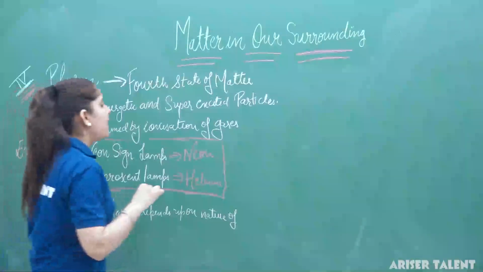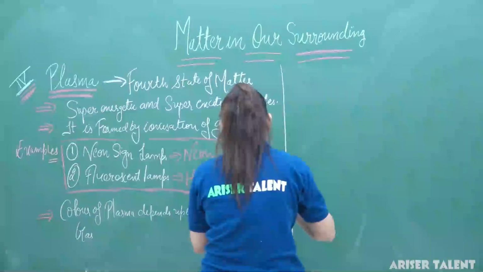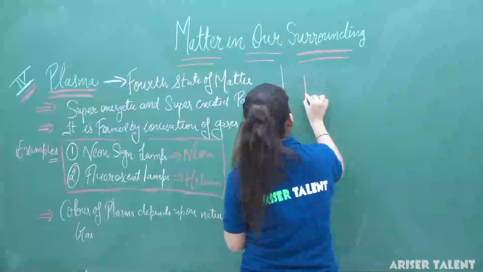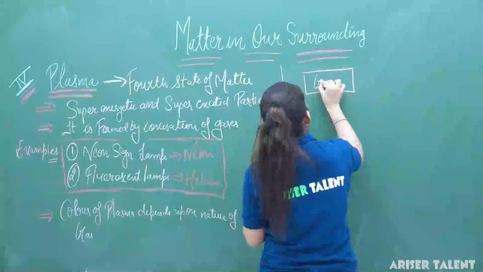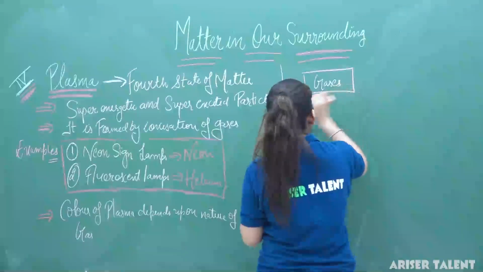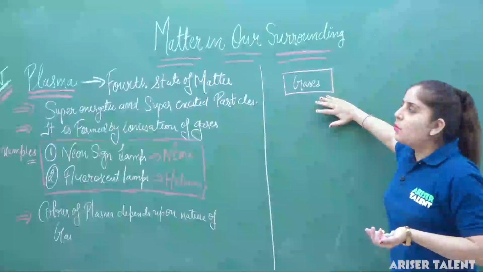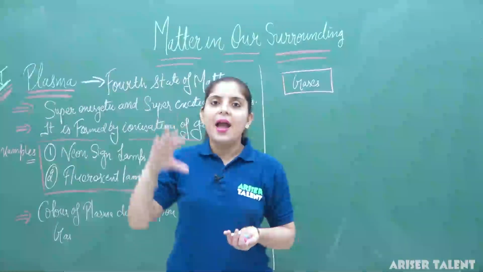The color of the plasma will depend upon the nature of the gas. Now, let us understand the plasma with the help of a diagram here. Suppose we are having a gas here. Now, if we are going to ionize these gases, what we have to do? We have to just take an electron from its atom.